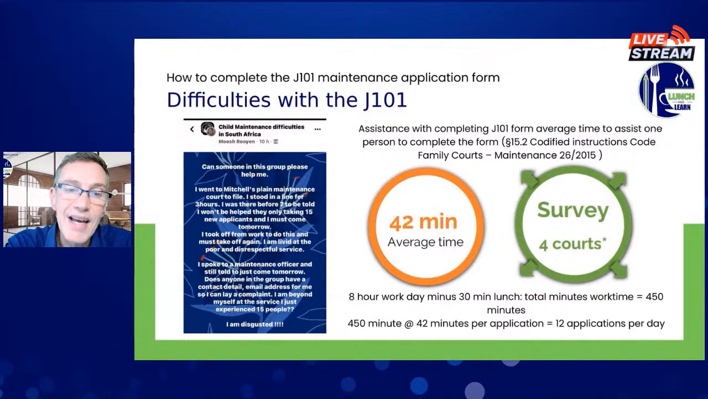So if one takes 8 hours work per day and you deduct about 30 minutes for lunch, it means that there's workable hours of about 450 minutes per day. If you divide that by the 42 minutes it takes for a maintenance clerk or maintenance officer to assist with a detailed completion of the J101 form, they would only have time to do 12 applications per day. So it makes perfect sense.